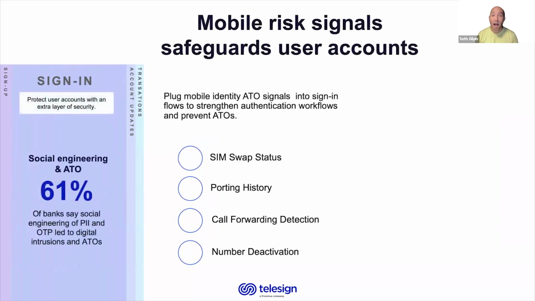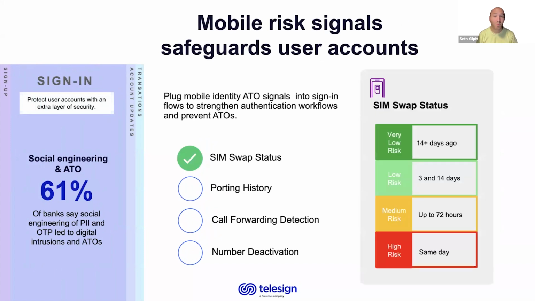So moving on to the sign-in phase, the account integrity phase of your customer's journey, Telesign has a number of mobile identity attributes that can be layered into your password resets, into those critical interactions across your customer journey to help you better safeguard your customer accounts. So we have our SIM swap product, which delivers a timestamp of if and when a phone number was SIM swapped. For example, if it was SIM swapped in the last 24 hours, that's a high risk signal and you can act accordingly.